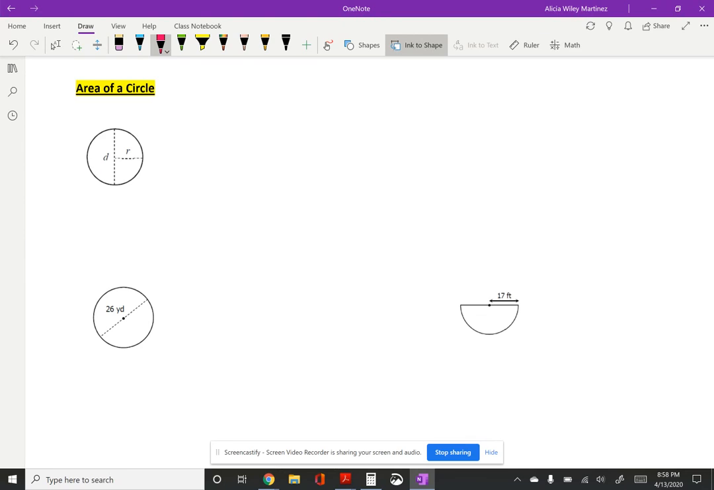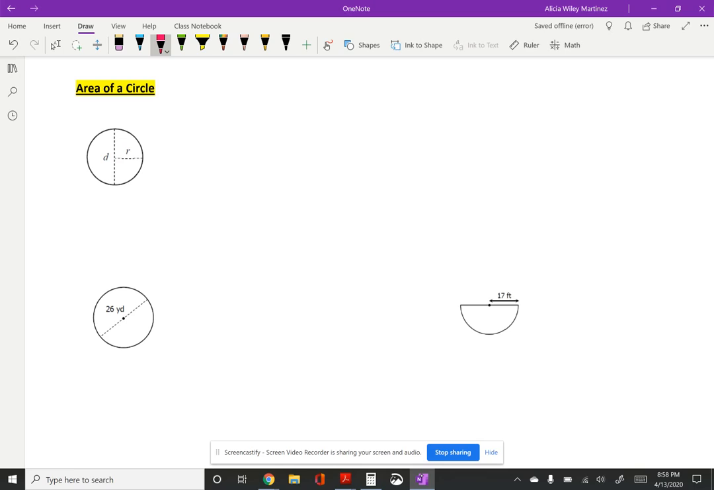I will also talk about finding the circumference of a circle. So, in this picture here, it sort of simplifies the two parts of a circle that you're going to need to know in order to use these formulas. In this circle, there are two things that are labeled.